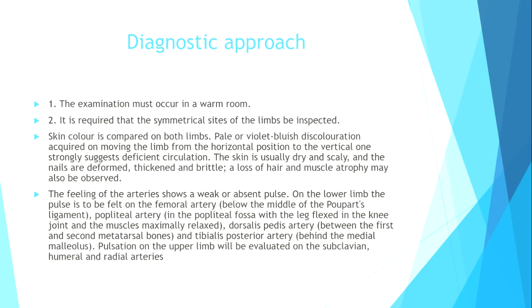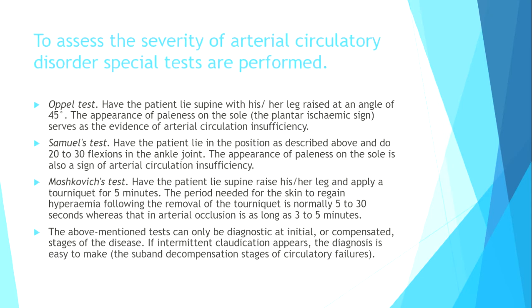Pulsation on the upper limb will be evaluated on the subclavian, humeral and radial arteries. To assess the severity of arterial circulatory disorder, special tests are performed. Oppel test. Have the patient lie supine with his/her leg raised at the angle of 45 degrees. The appearance of paleness on the sole, the plantar ischemic sign, shows as the evidence of arterial circulation insufficiency.